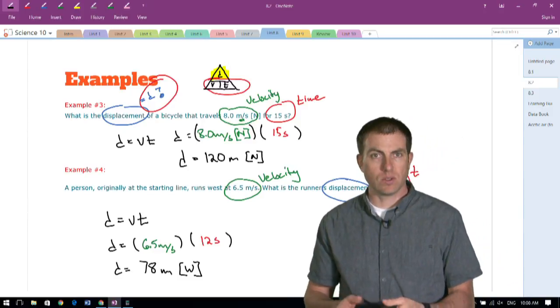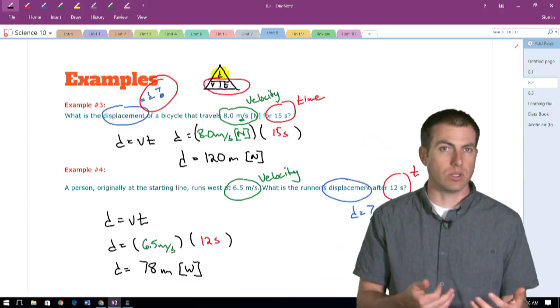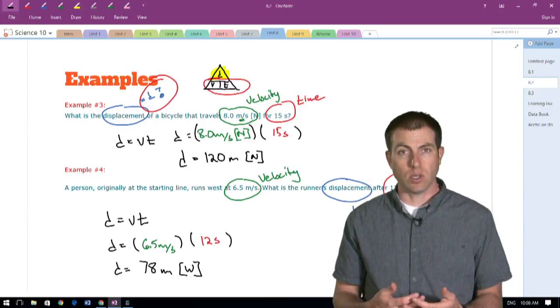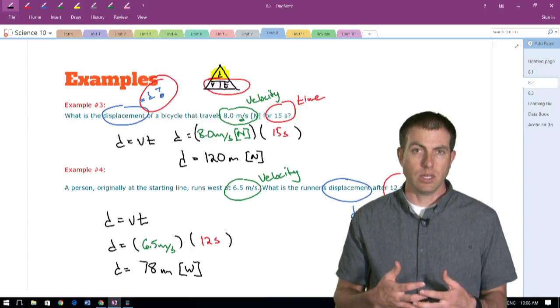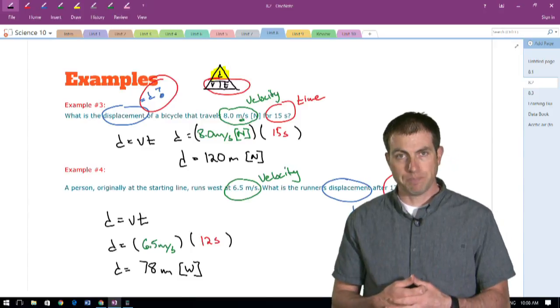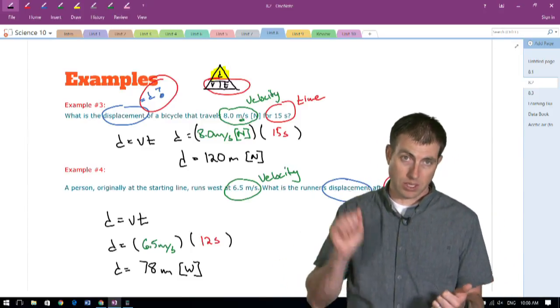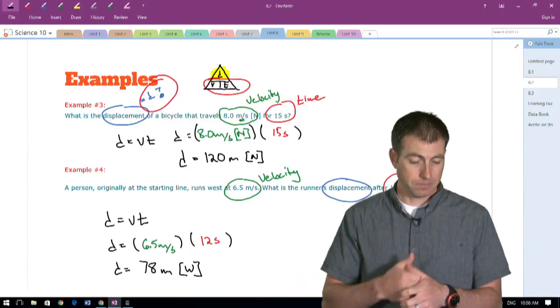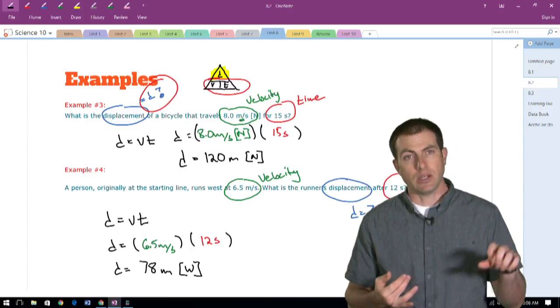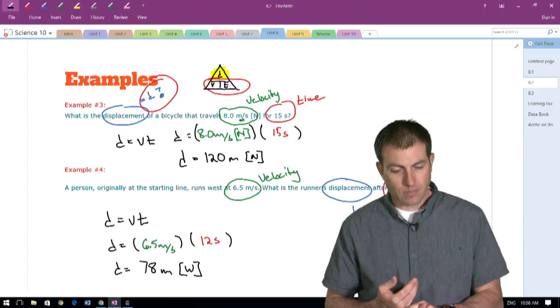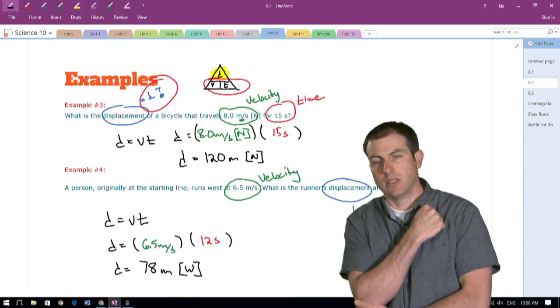So what we can do is just identify the things we know, the things we don't know. Trying to find displacement, so I find an equation that has already been solved for displacement, or d, and I get d is velocity times time. Plug in the velocity, I plug in the time, I multiply them together, and I get an answer with units, 78 meters, and a direction west, and I'm off to the races.